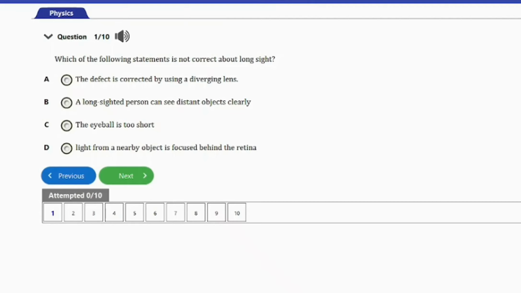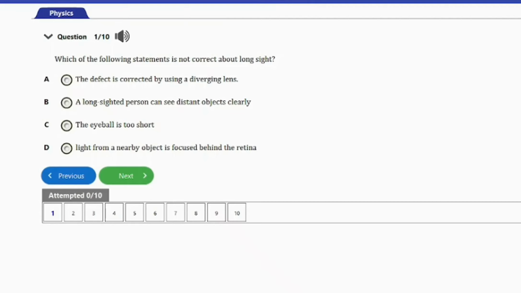It says, which of the following statements is not correct about long sight? A. The defect is corrected by using a divergent lens. B. A long-sighted person can see distant objects clearly. C. The eyeball is too short. D. Light from a nearby object is focused behind the retina. So guys, the answer to this question is option A. The defect is corrected using a divergent lens.